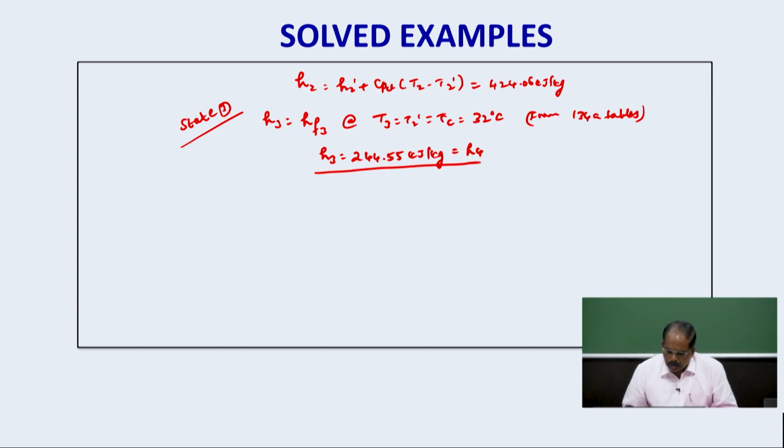Let me remind you of one thing once again. If you want to calculate the superheated enthalpy, you don't have to mug up the formula. It is the saturated enthalpy plus Cp of vapor, because the condition of the refrigerant at state point 2 is vapor, into delta T, where delta T is T2 minus T2 dash. T2 dash is given, that is the condenser temperature, which is equal to T3. Once we find the temperature T2, we take the Cp value for the average of the temperatures T2 and T2 dash.